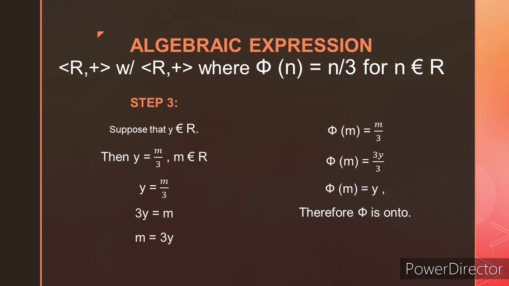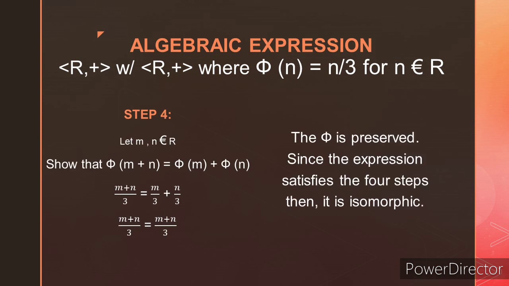For our step number 3, suppose that y is an element of the real numbers, then y is equal to m over 3 such that m is an element of the real numbers. Then y is equal to m over 3, then 3y is equal to m, therefore m is equal to 3y. Then phi of m is equal to m over 3, and phi of m is equal to 3y over 3, then phi of m is equal to y. Therefore, phi is onto. Therefore, this algebraic example satisfies our step number 3.